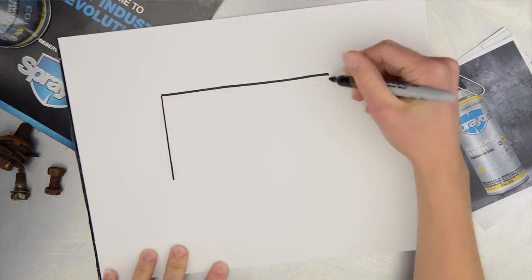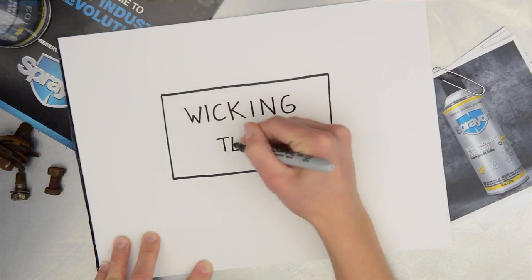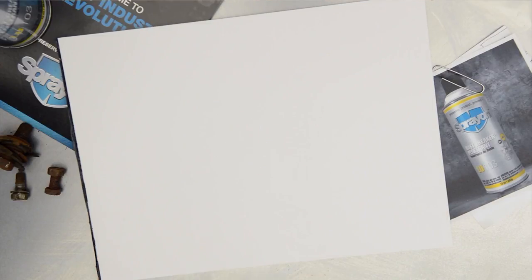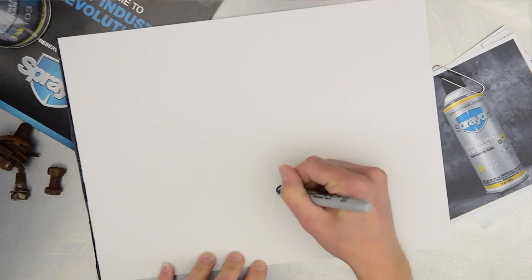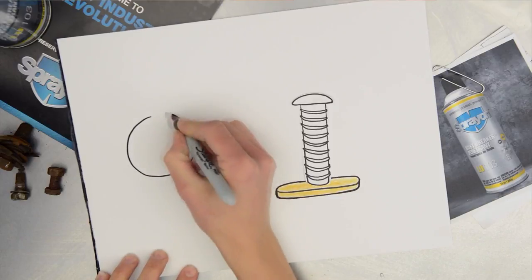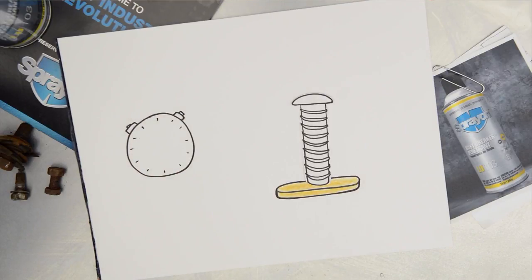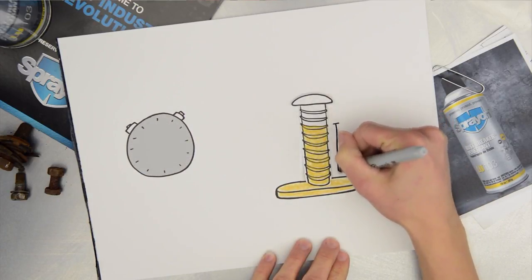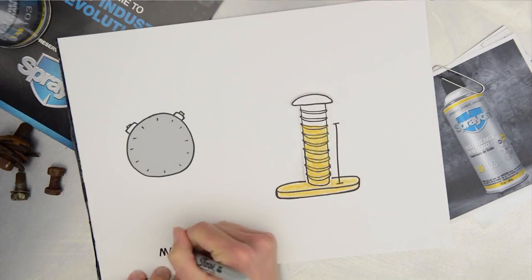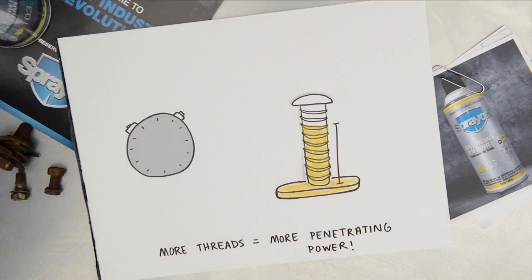The test that is typically used to determine the penetrating power of a lubricant is known as the wicking test. In this test, the threaded end of the bolt is balanced vertically in a small pool of penetrant for 2 minutes. Depending on the surface tension and capillary action, the lubricant will begin to climb the threads of the bolt. After 2 minutes, the number of threads the lubricant has climbed is counted. The more threads the lubricant climbed, the more penetrating power it is said to have.